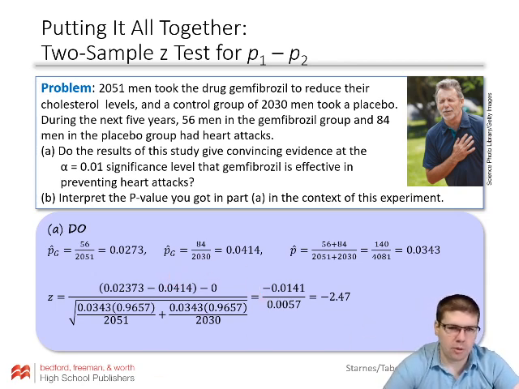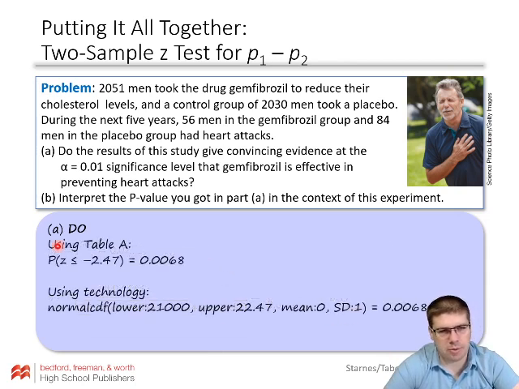So continuing on with the do step, we find the probability we'd get something that low. This was a less than test, so we do normalcdf from, sorry, this copied over wrong. This is negative 1,000. I'll do negative 1E99 up to negative 2.47 with mean 0 and standard deviation 1. You get the p-value from this. You could write it using a probability statement as well, and you can also draw a curve of this.